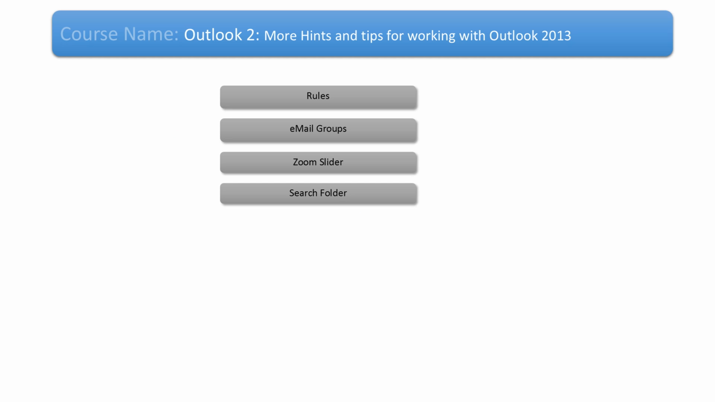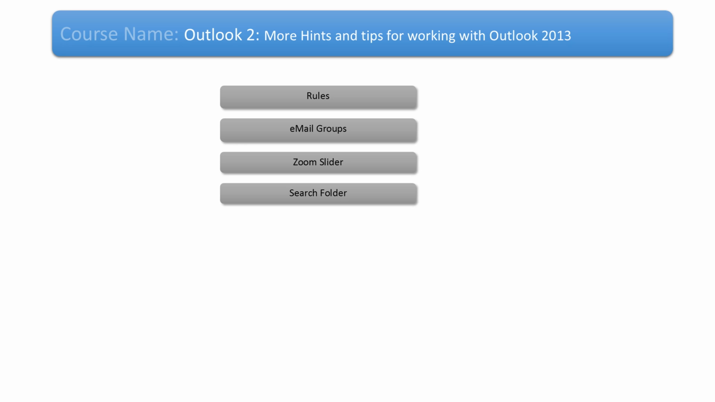This course is titled Outlook 2, and there are some more hints and tips for working with Outlook 2013. First of all, we look at rules that we can apply to email messages and put them into the folders that we want them to go in.